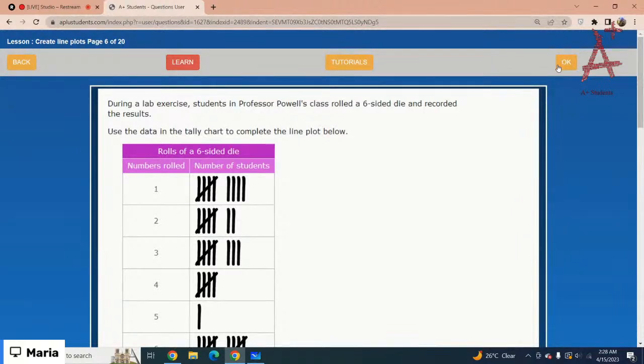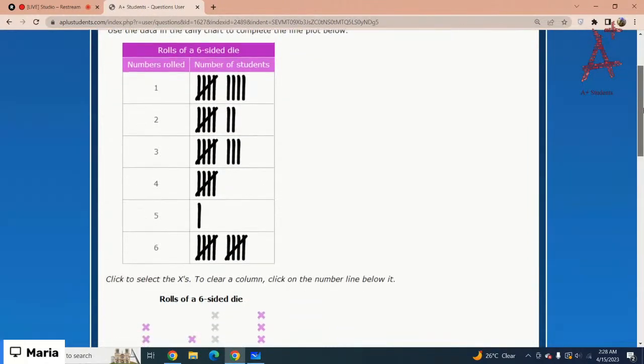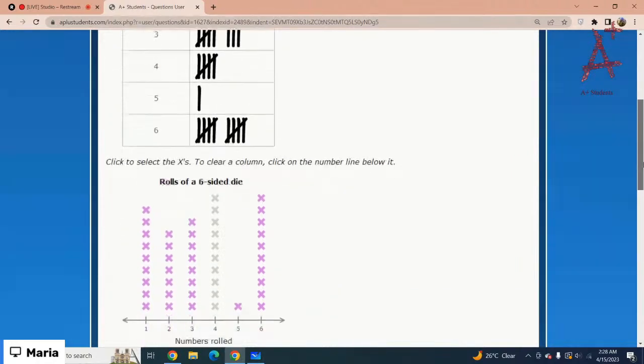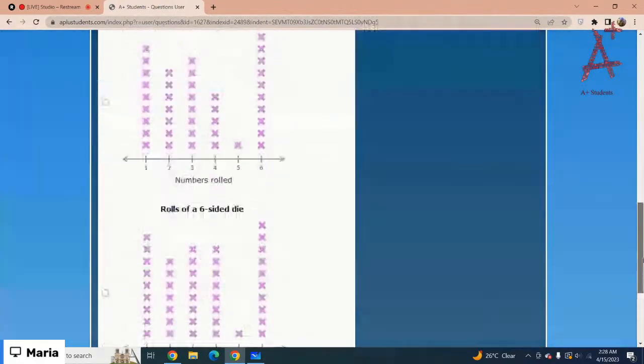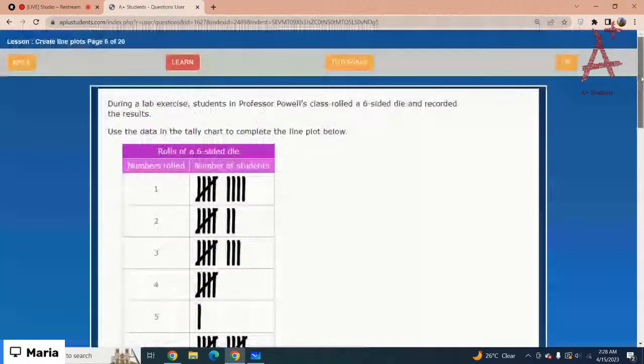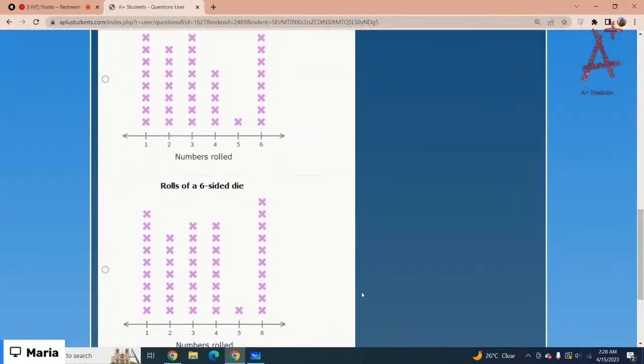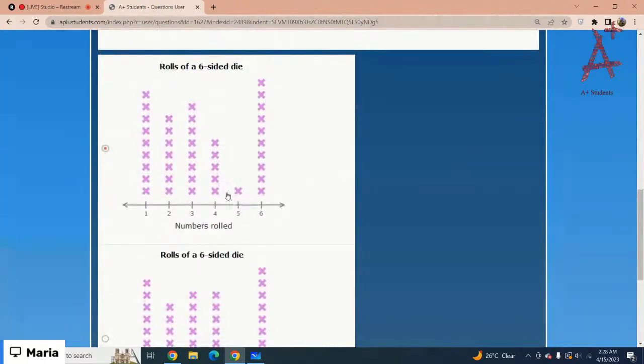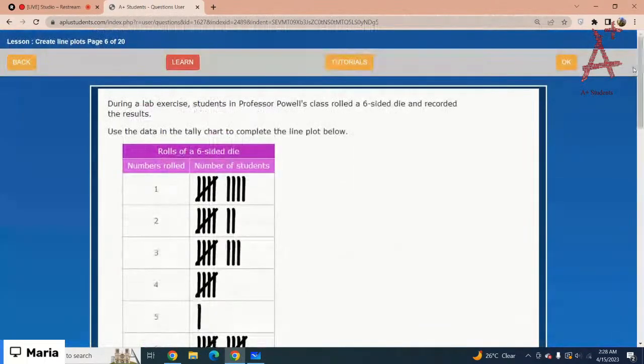During a lab exercise, students in Professor Powell's class rolled a six-sided die and recorded the result. Use the data in the tally chart to complete the line plot below. So it would be 9, 2, 8, 5, 1, 10. That would be the correct option. Got it? Because here you can see 5 and 1. So option number 1 is the correct option. Got it?